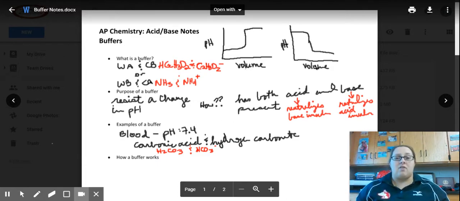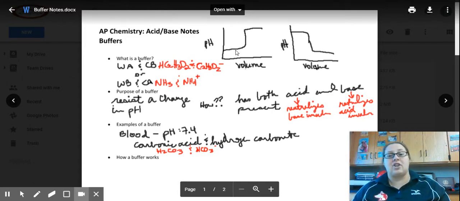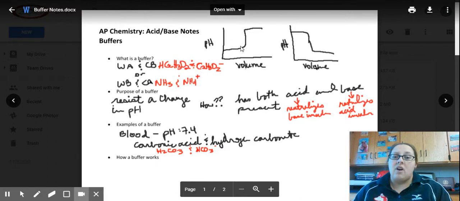So first of all, if you remember from your titration curves, in the titration curve video, we talked about there's a section in the curve that is called the buffer region. This is where your pH is resisting a change, and that is known as a buffer region.